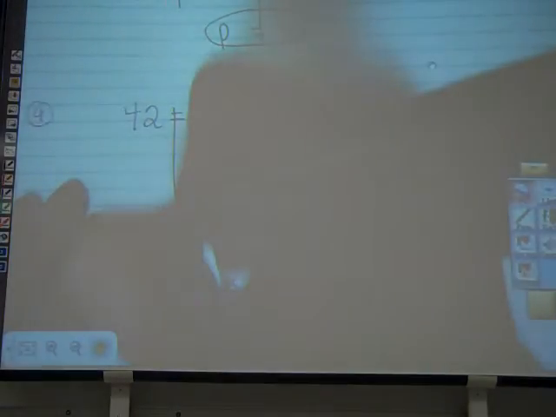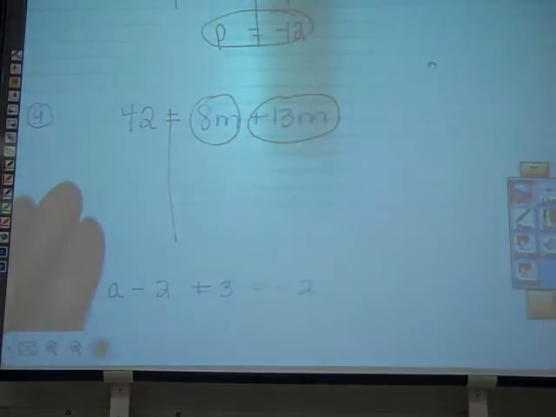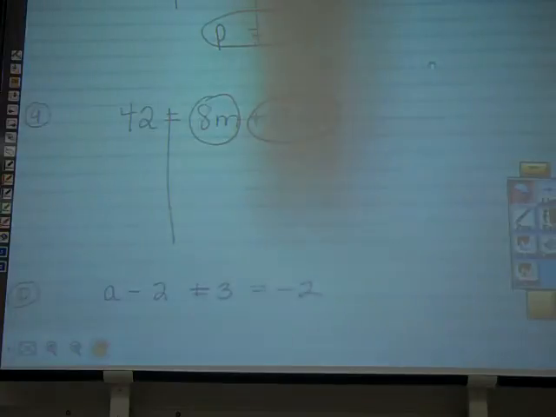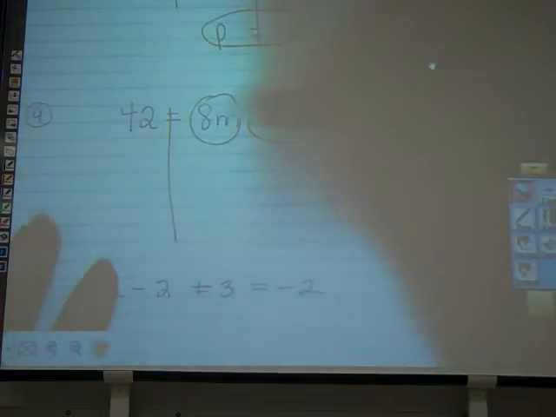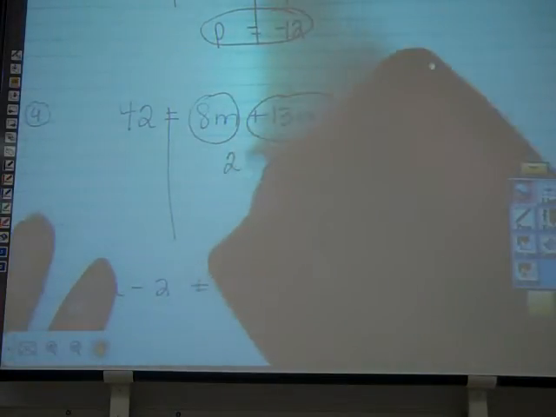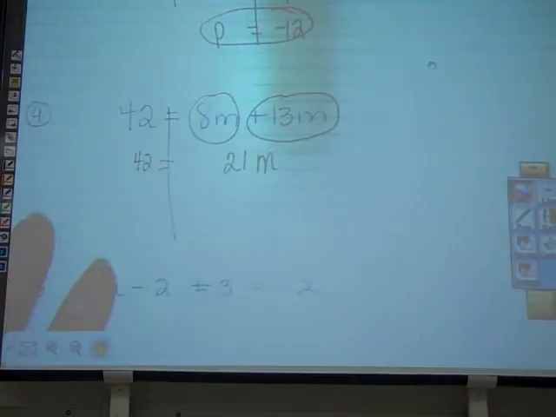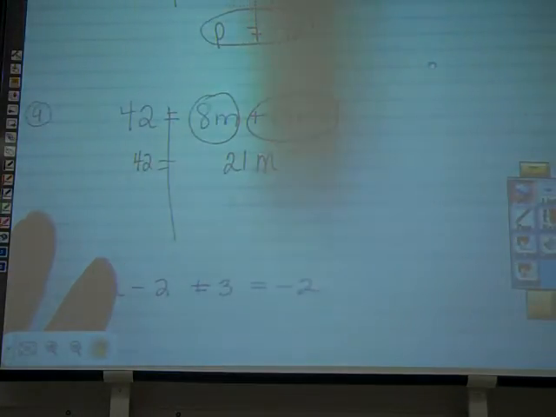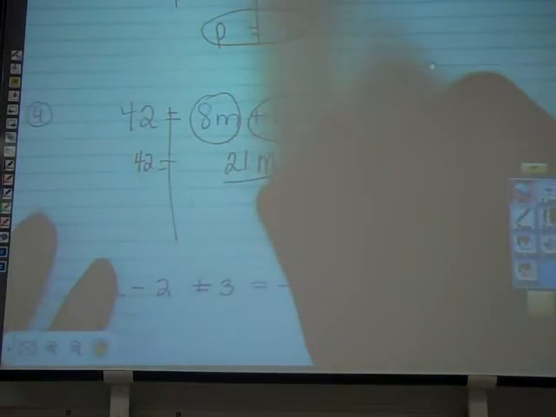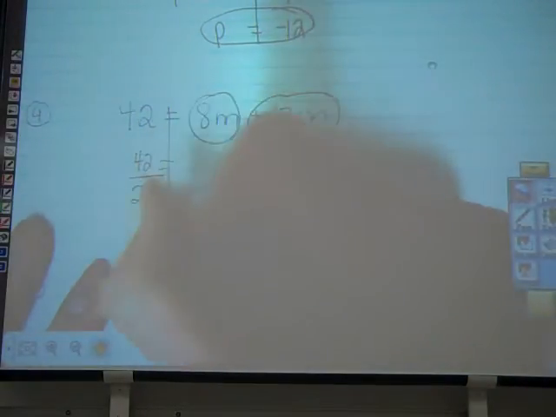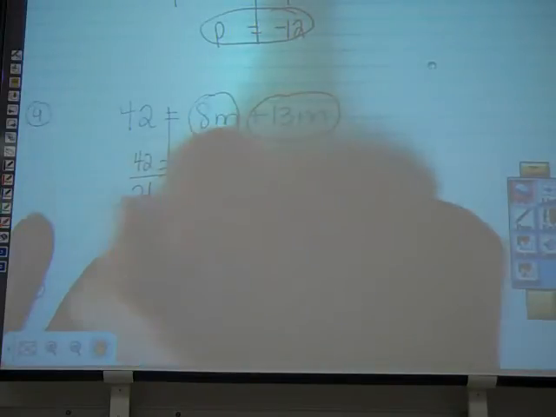All right, number 9. Draw your line, circle your variables. Same side, combine them together. 8 plus 13 gives us 21. And on the other side, we still have 42. Divide both sides by 21. So n is equal to 2.